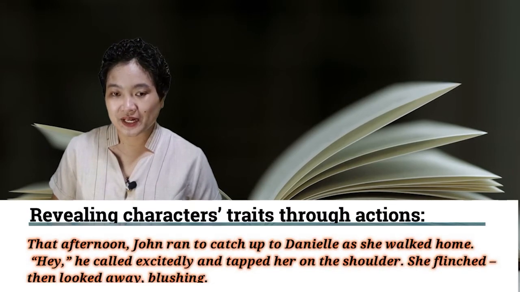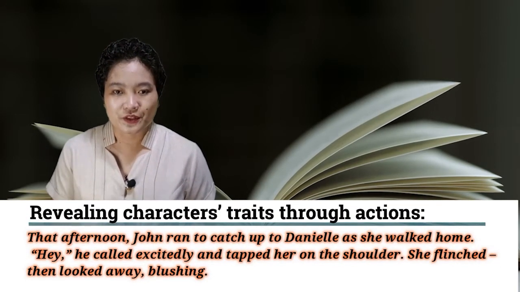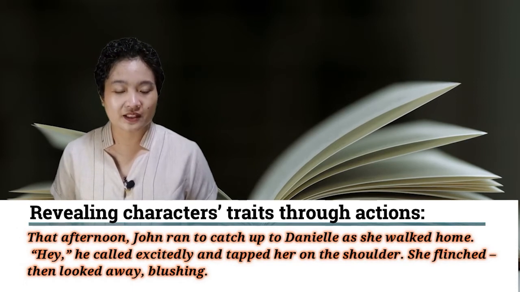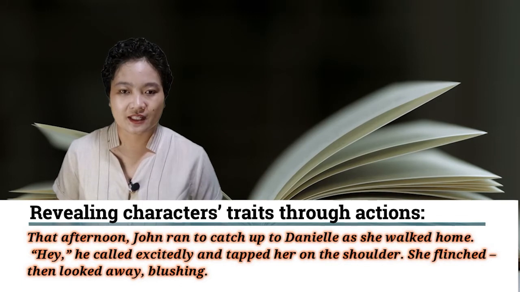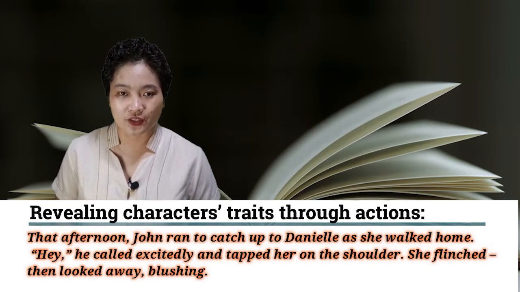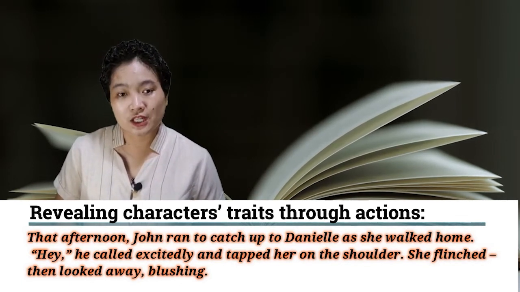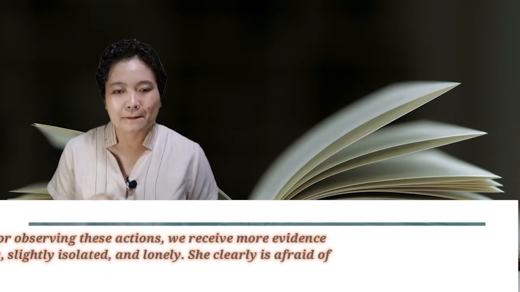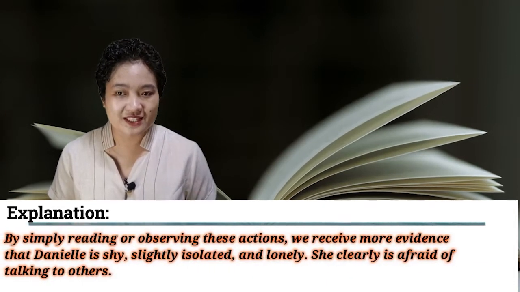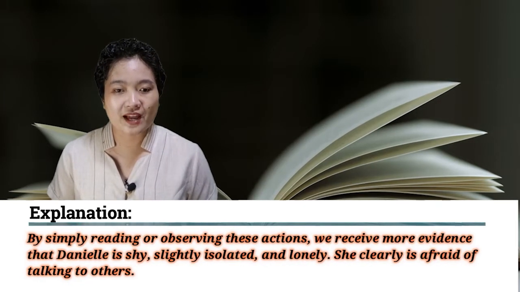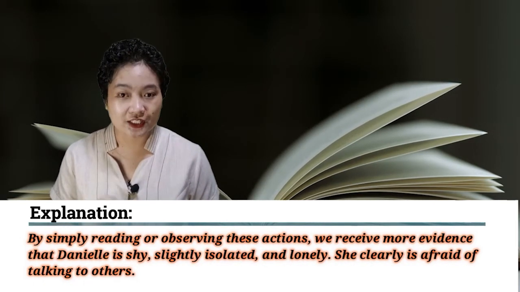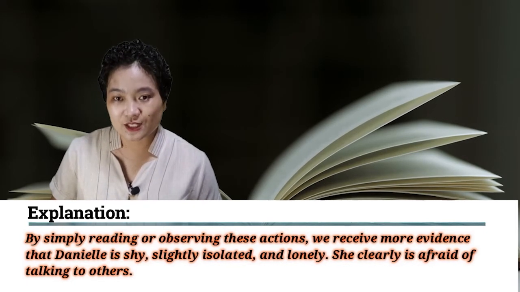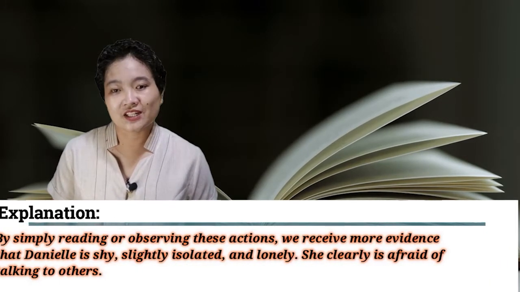Another example is revealing character traits through actions. That afternoon, John ran to catch up to Daniel as she walked home. "Hey!" he called excitedly and tapped her on the shoulder. She flinched and looked away, blushing. By simply reading or observing these actions, we receive more evidence that Daniel is shy, slightly isolated, and lonely. She clearly is afraid of talking to others.